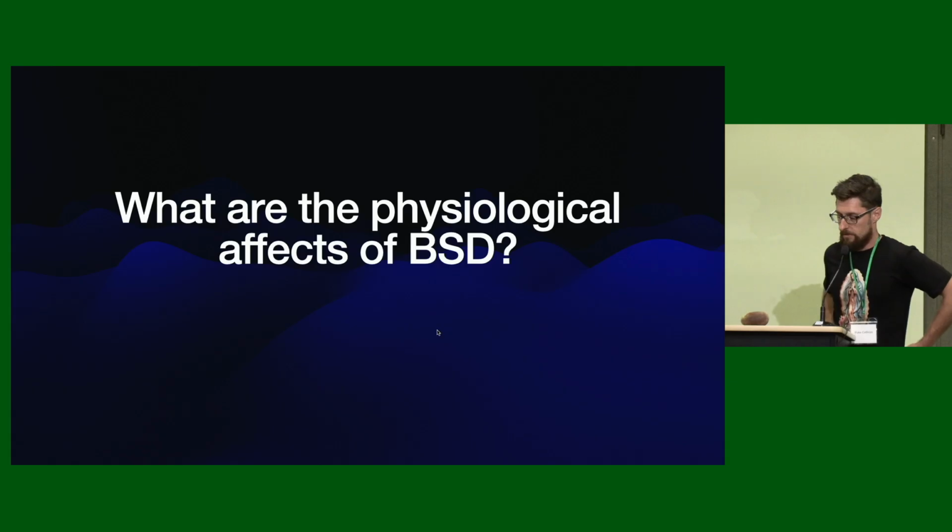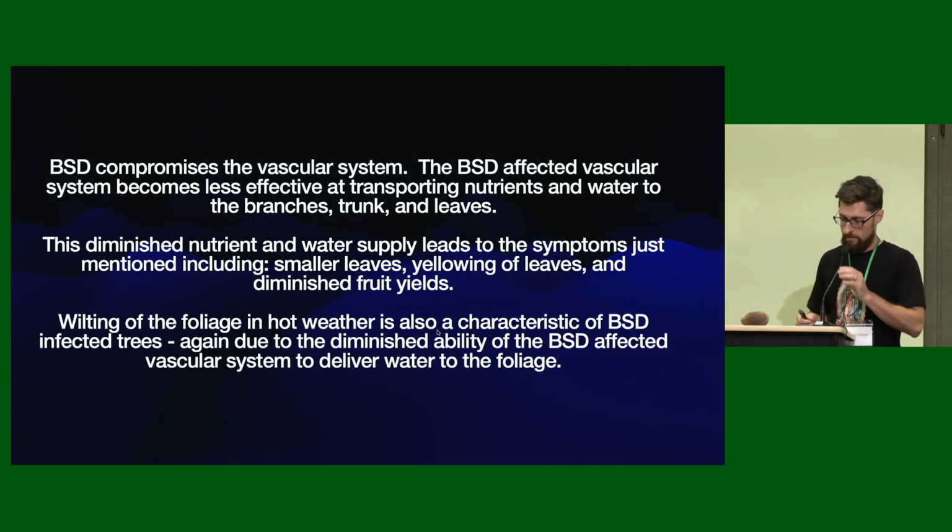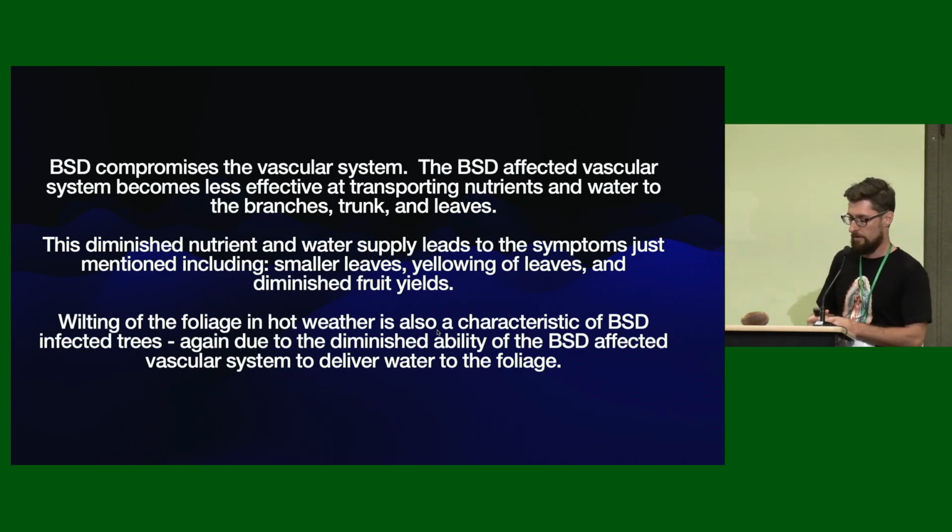So what are the physiological effects of BSD? BSD compromises the vascular system. The BSD-affected vascular system becomes less effective at transporting nutrients and water to the branches, trunks, and leaves. The diminished nutrient and water supply leads to the symptoms just mentioned, including smaller leaves, yellowing of leaves, and diminished fruit yields, because the tree's pumping less nutrients into the branches and leaves, so the leaves are getting smaller and the yields are going down. The wilting of the foliage in hot weather is also a characteristic of BSD-infected trees, again due to the diminished ability of the affected vascular system to deliver water to the foliage.